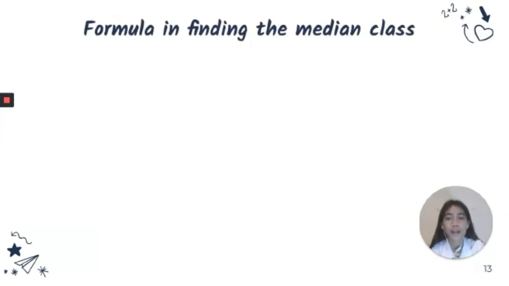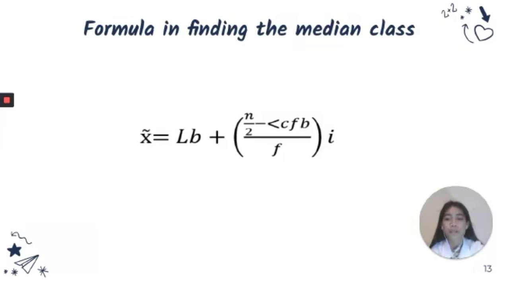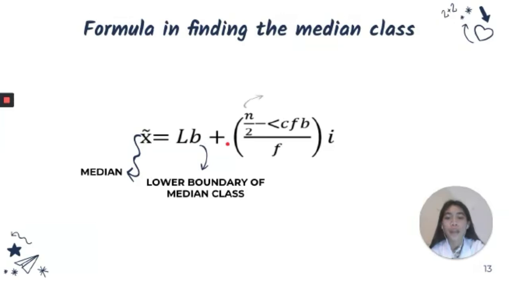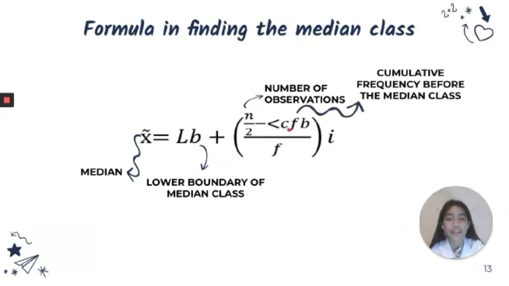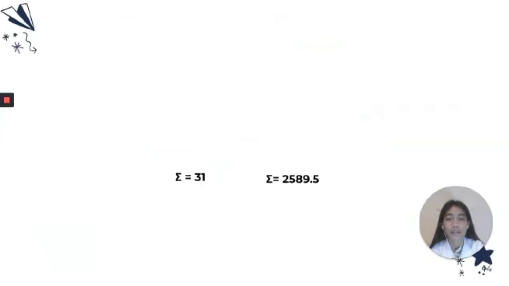There are two ways to find the median. Yung unang po natin gagawin munang formula is median is equal to lower boundary plus the quantity of n over 2 minus less than cumulative frequency before, divided by frequency, times the interval. Yung n is the number of observations. Yung less than CF is the cumulative frequency before the median class. And the f is frequency. Yung i is the interval.